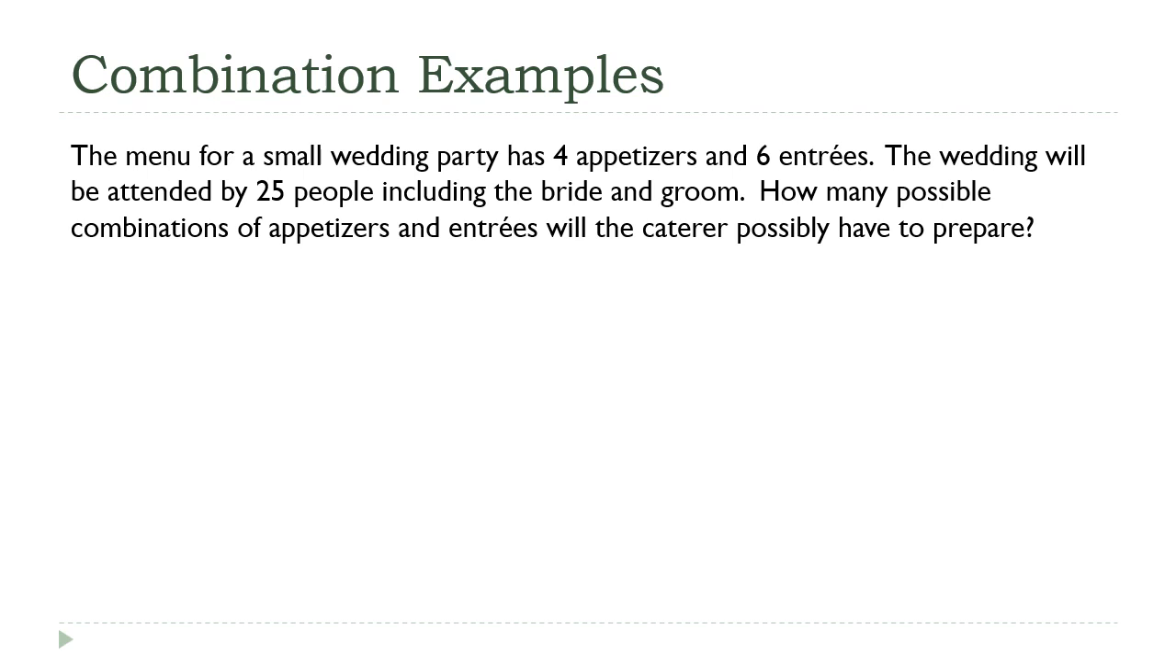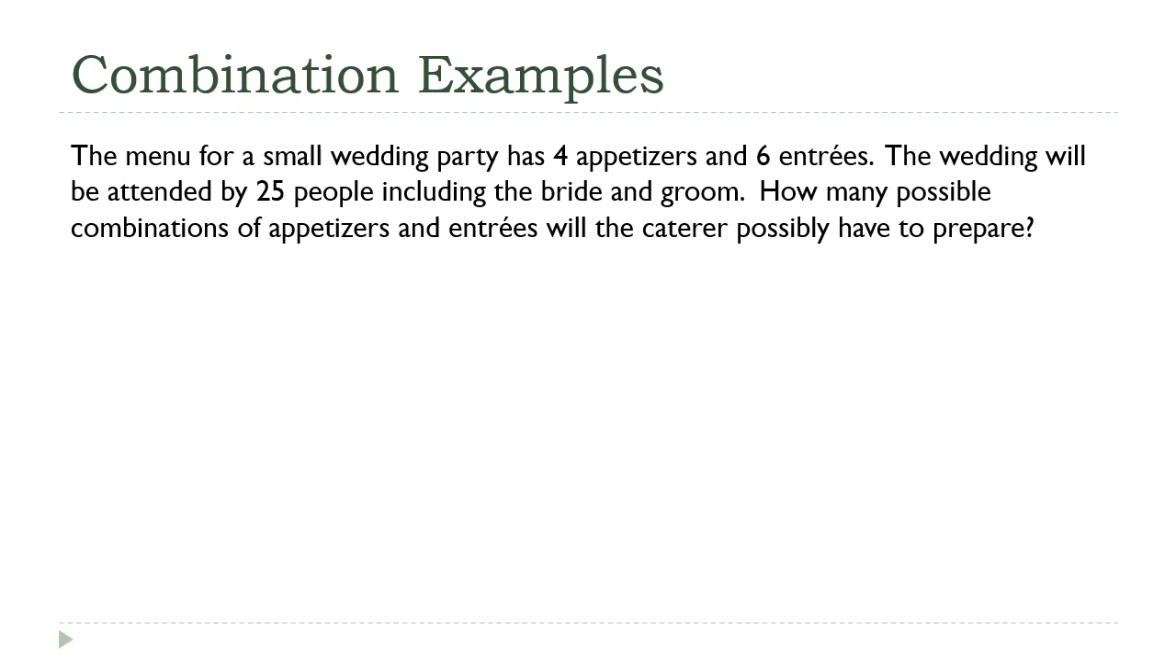Right. So, how are we going to do this? Well, this is clearly a situation where we're talking about a combination, because the caterer doesn't particularly care who orders first and who orders last, and we have repetition being allowed here. It's not likely, but it's possible, for example, that all 25 people would order the same one appetizer. Right. So this is a situation where we're looking for the number of combinations with repetition allowed.